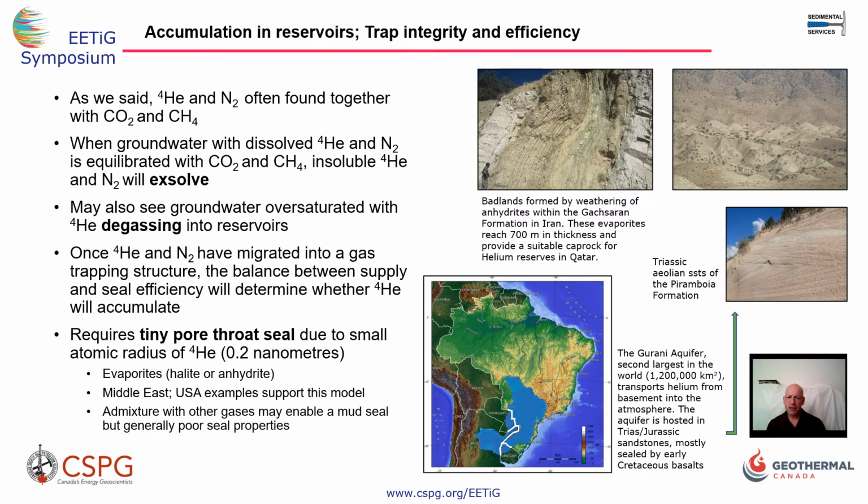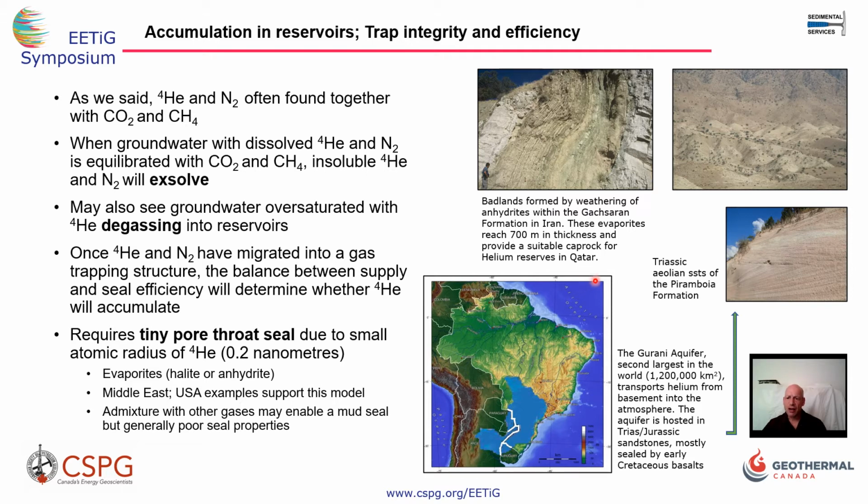So we've said already that helium and nitrogen are often found together with carbon dioxide and methane, and when that groundwater with the dissolved contents is equilibrated with carbon dioxide and methane, the insoluble helium and nitrogen will exsolve. And so once they've migrated into a gas trapping structure, the balance between the supply and the seal efficiency will determine whether or not you build up helium reserves. So what you really need is tiny pore throats to act as a seal because of the very small atomic radius of the helium, and then that seal will allow the helium to become trapped beneath usually halite or anhydrite.